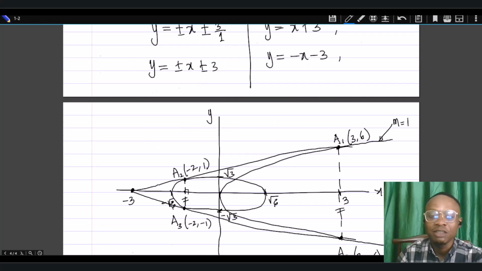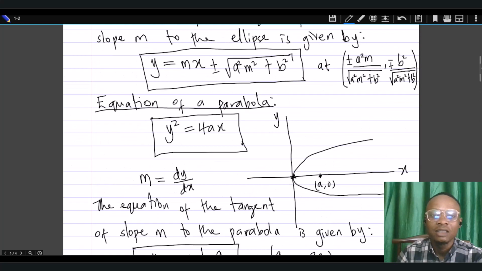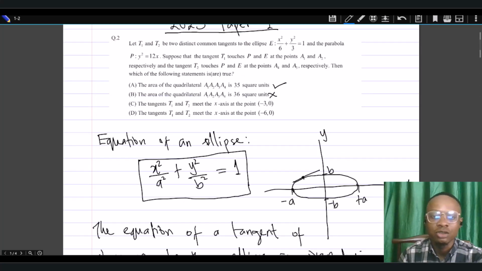We have established that previously. And obviously that is true. The x coordinate is minus 3, y coordinate is 0. Tangents T1 and T2 meet the x-axis at the point minus 6, comma 0. That is false. So we have now clearly established that options A and C are correct. So options A and C are the correct options here.